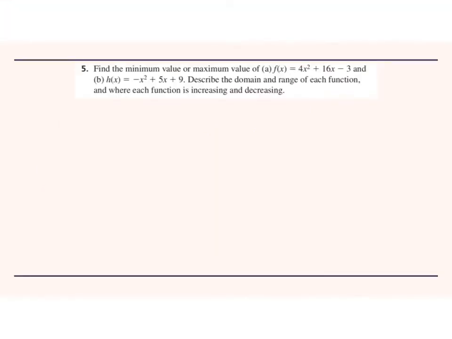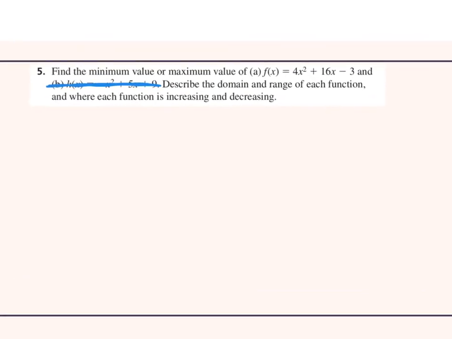All right, we have one more example like this. We're going to skip B, so let's do A. So where do we need to start here? What should we do to start? You classify what's A, B, and C. Perfect, so we have A, B, and C. And then we need to find our vertex, which is negative B over 2A. So we have negative 16 over 2 times 4. So what's our x value in our vertex here?